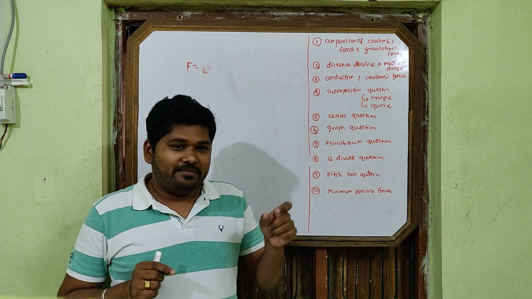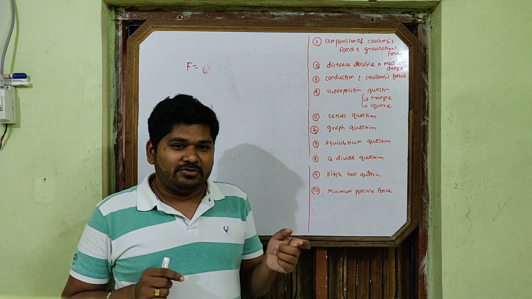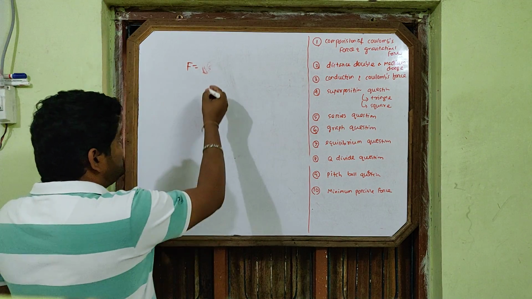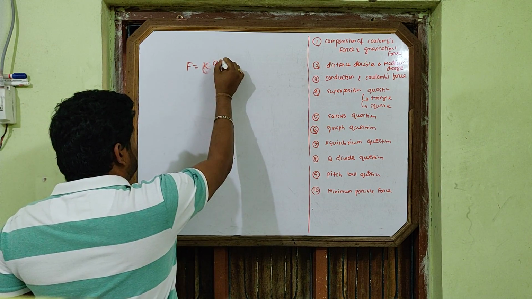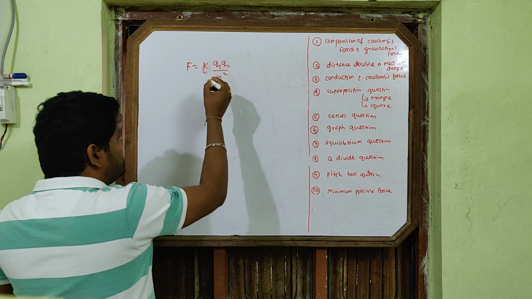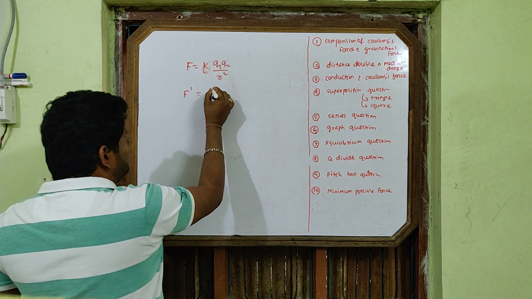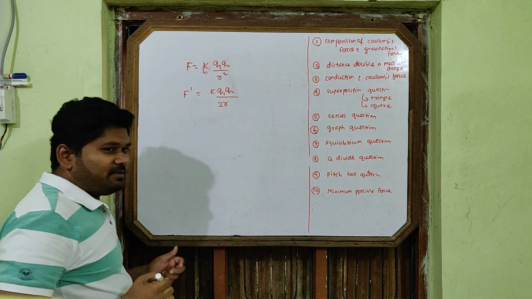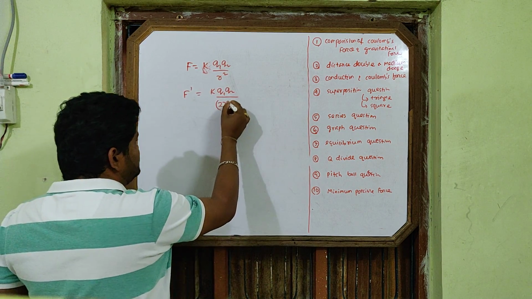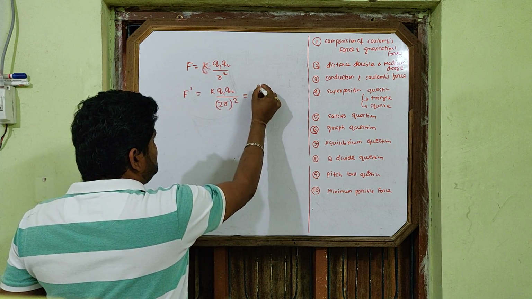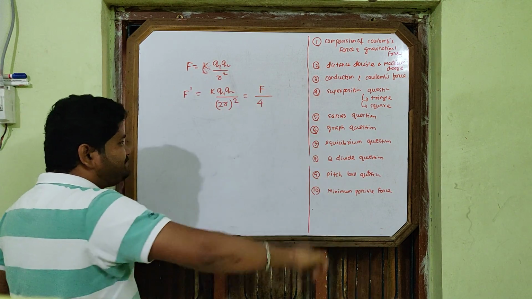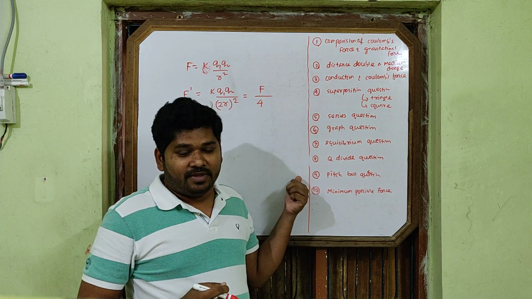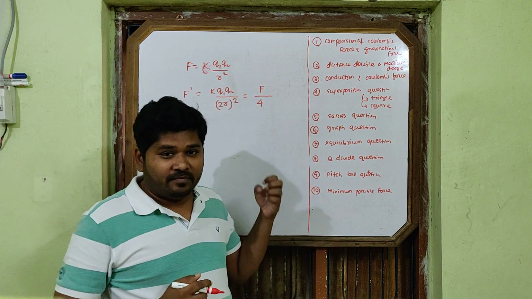If the distance between them is doubled, what happens to the electrostatic force? You can also tell this answer. F = K Q1 Q2 by R square. If distance is doubled, then what will happen here? K Q1 Q2 by (2R) square. Double means the distance is now 2R, so it is nothing but F by 4. So the force will be 1 by 4 times if the distance is doubled.